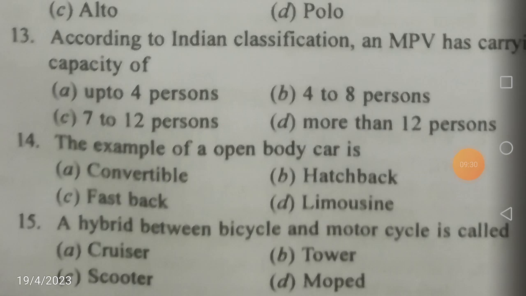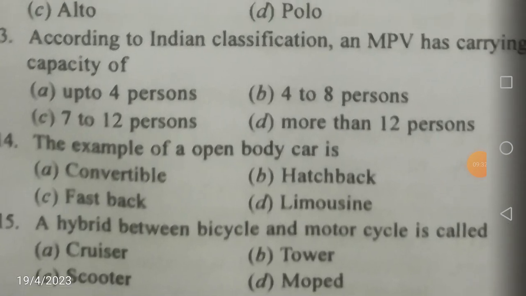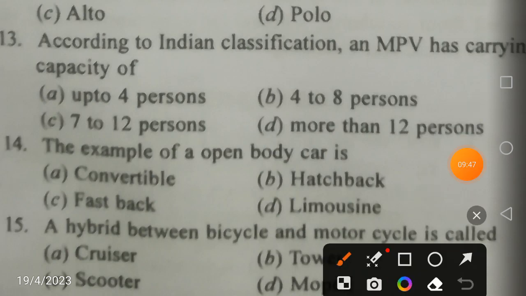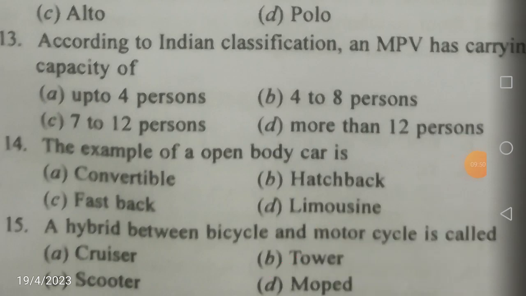Now, a hybrid between a bicycle and a motorcycle is called what? Cruiser, tower, scooter or moped. So the hybrid, that means in between a bicycle and a motorcycle, is called a moped. A number of mopeds came in the earlier days, friends. Now very rarely are mopeds being used nowadays.